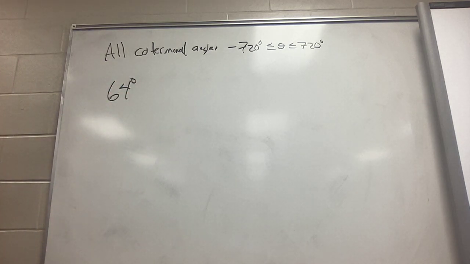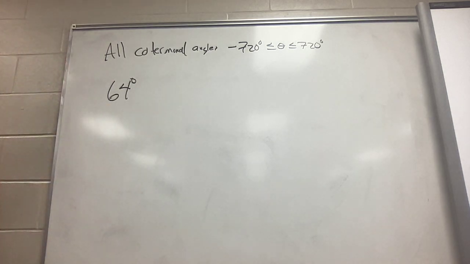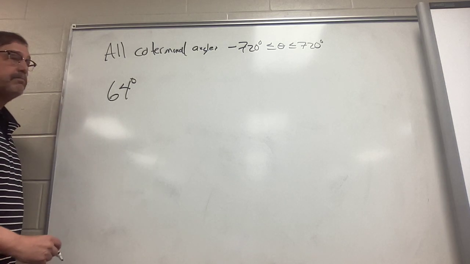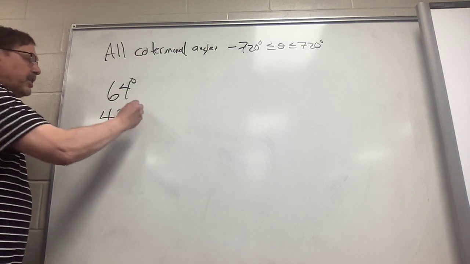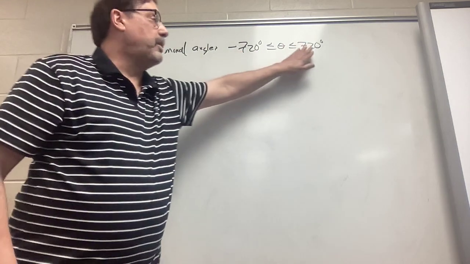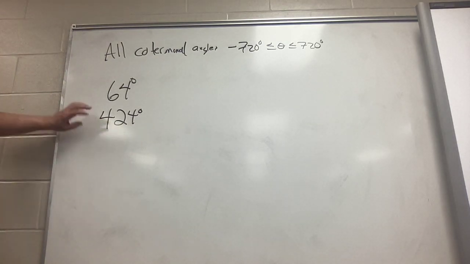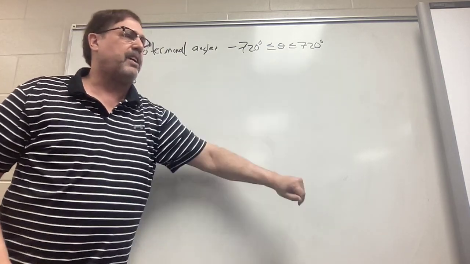Would you please do the following? Would you please write down, go 64 plus 360. And say it out loud. 424? Is 424 between negative 720 and 720? Yes. Would you please add 360 to this? 784. Is it a coterminal angle? Yep. But is it outside of the range that I asked for? I said stop when it gets to 720.